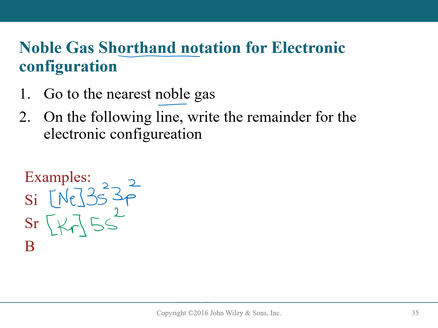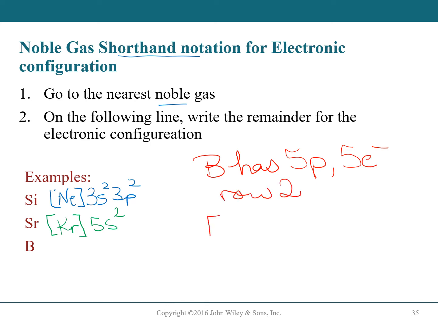Okay, so when we look at boron, boron has 5 protons and 5 electrons. It's in row 2. So we look at the periodic table and we see that the nearest noble gas at the end of row 1 is helium. So now we get to row 2. Helium takes 2 electrons, so I only have 3 left. So it's got to be 2s, 2p. I have 3 electrons to work with.